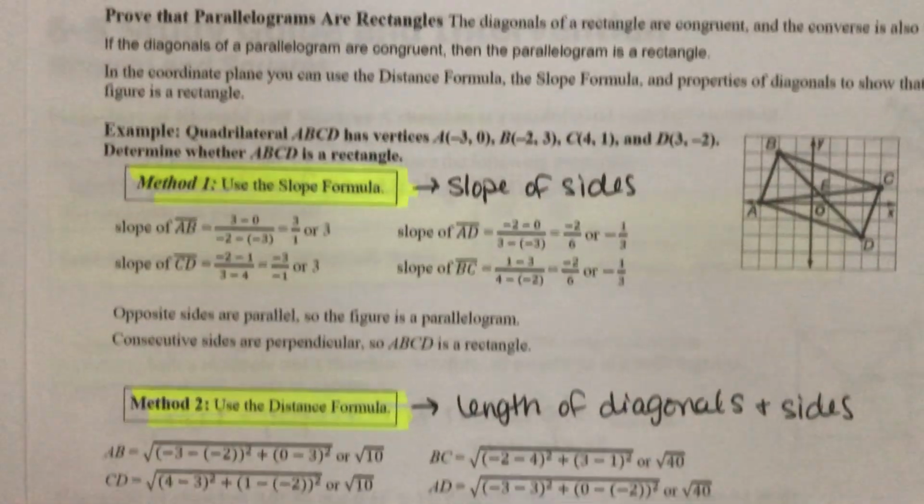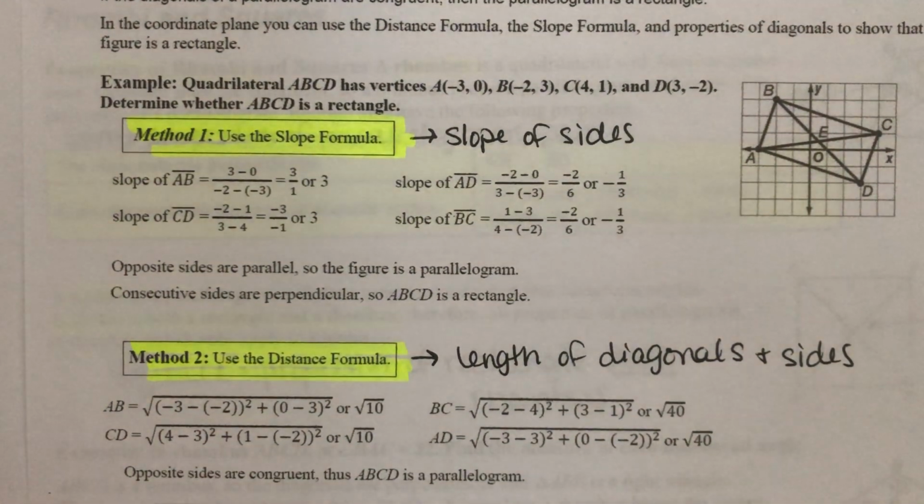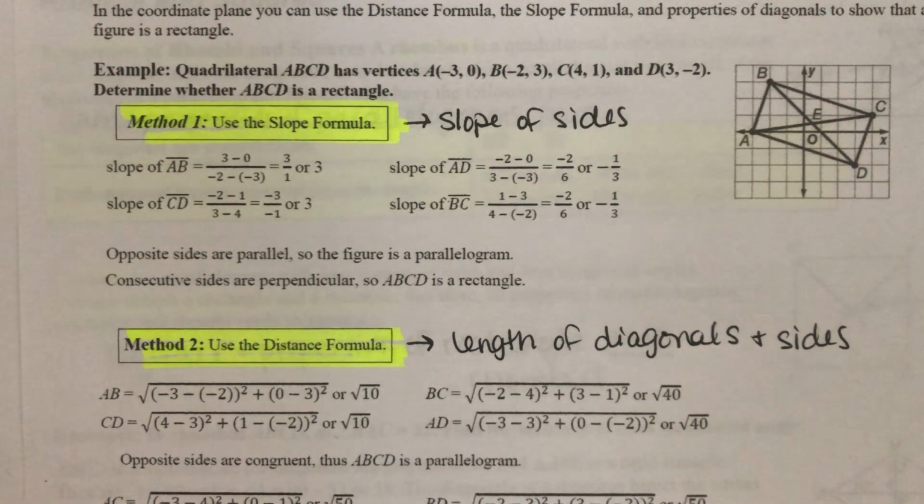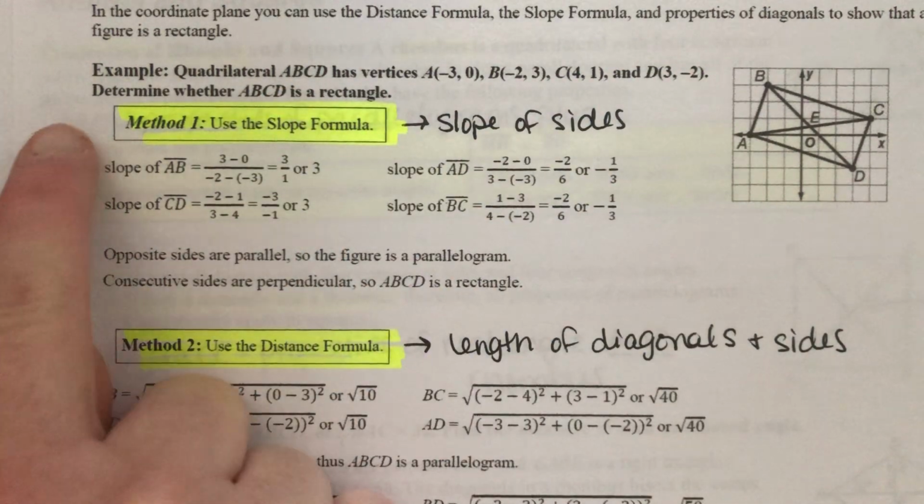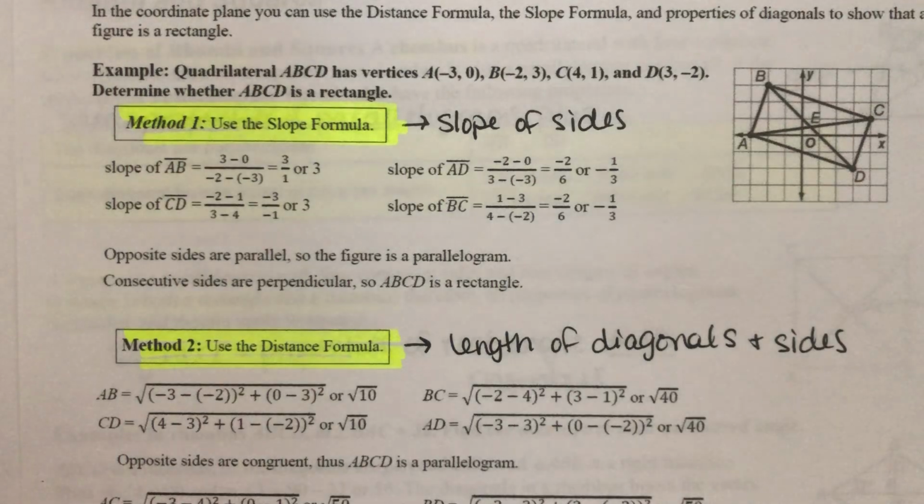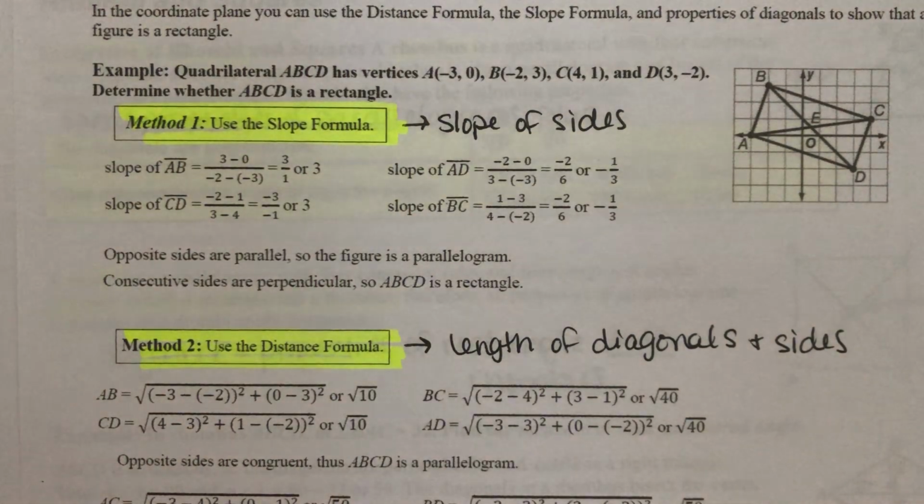So here we're going to talk about how to use the slope formula and the distance formula to prove that a parallelogram is a rectangle. All right, so example, quadrilateral ABCD has vertices at blah, blah, blah. Determine whether it's a rectangle, right? So when it just tells us like this, it doesn't even tell us it's a parallelogram yet. So we have to prove that it has the same properties as a parallelogram, and then we have to prove that it also has one of those extra properties that make it a rectangle. Either all four corners are 90 degrees or the diagonals are the same length.